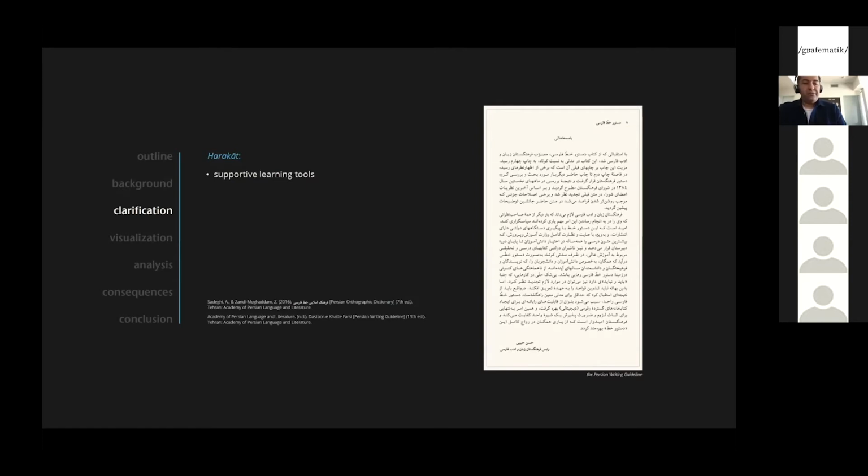Here is a page from the Persian Writing Guideline, a guide prepared and published by the Academy of Persian Language as an official document on proper writing in Persian. The absence of these diacritical marks on this page is clear. This approach is pointing us to a bigger problem, which is the agency of readers.